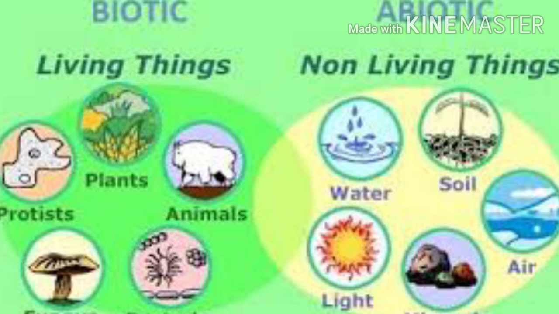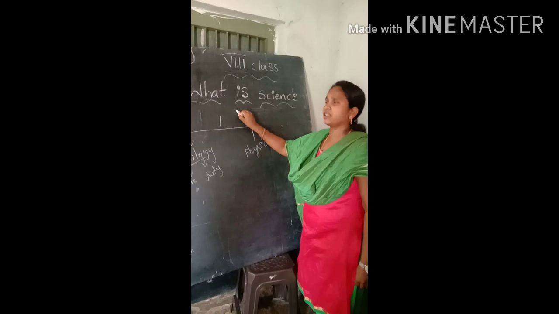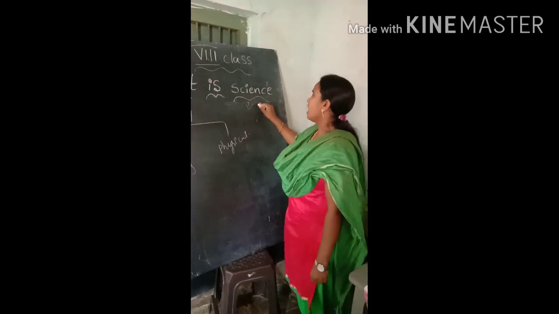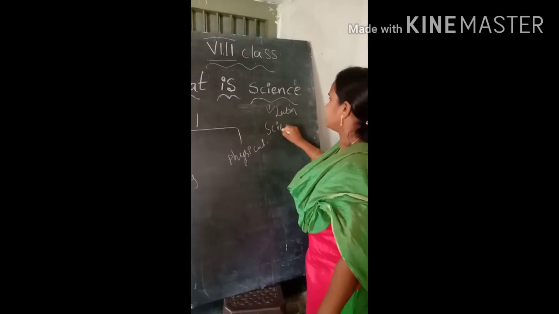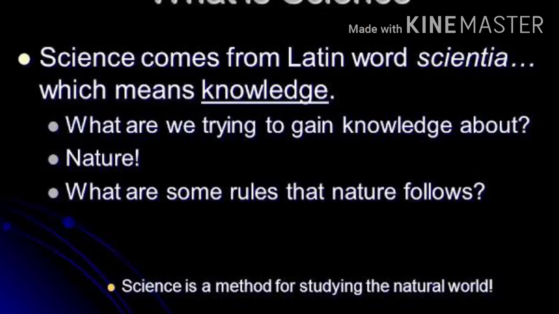Next, coming to our 8th class. In our 8th class, our first lesson name is What is Science? The word science is derived from the Latin word scientia. Scientia means knowledge, that means gaining or acquiring knowledge.